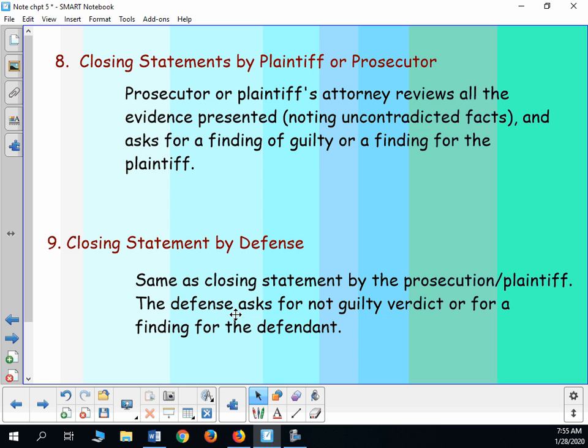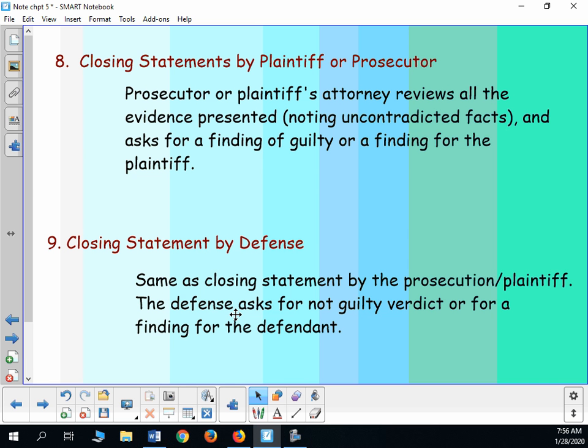Now, once that's all said and done, we do the closing arguments, or the closing statements, by the plaintiff or the prosecutor. The prosecutor or plaintiff reviews all the evidence presented, noting uncontradicted facts, and asks for a finding of guilty or a finding for the plaintiff. This can be a very long, drawn-out process because they can go over every single thing again.